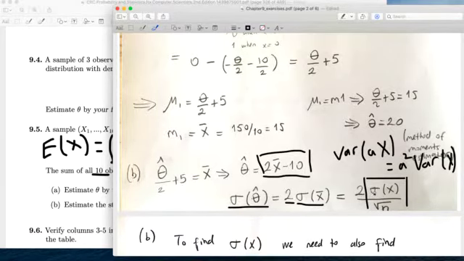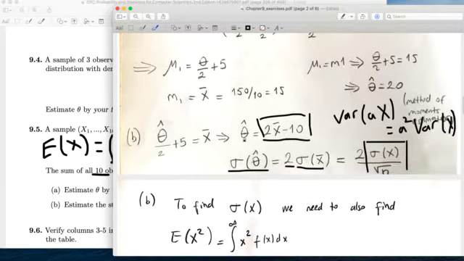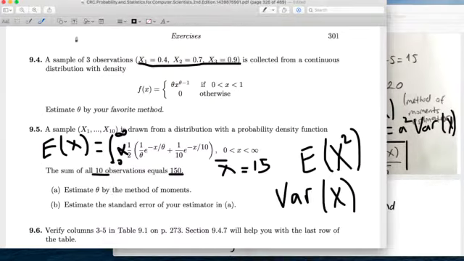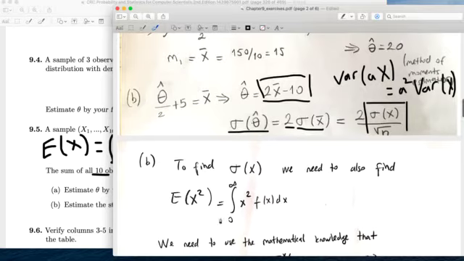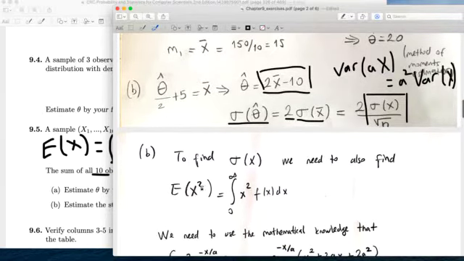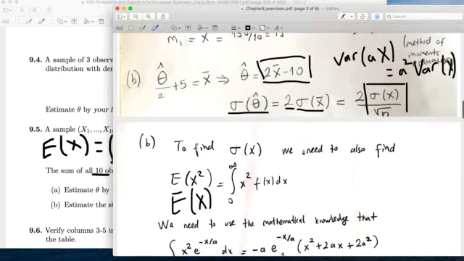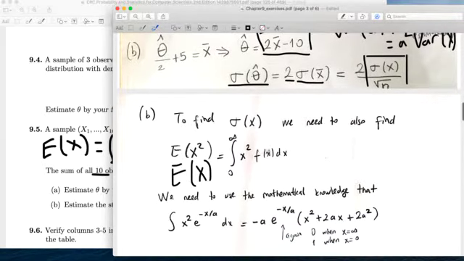The only thing I need to figure out is the standard deviation of individual x's here. In order to find that, as I said, in this book here, we need to find the expected value of x squared, because after I find the expected value of x squared, I can also use the expected value of x. By using these two, I can find the variance, and then in turn I can find the standard deviation of the individual item.